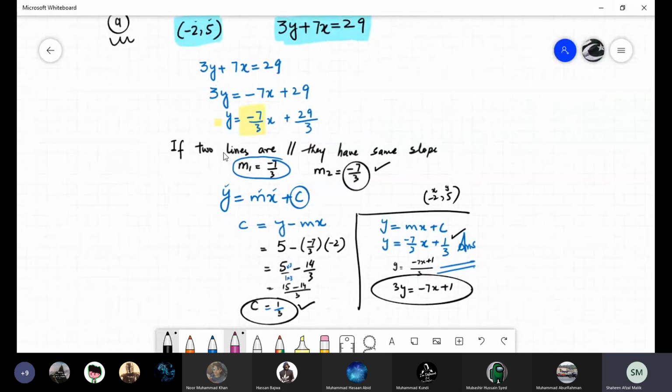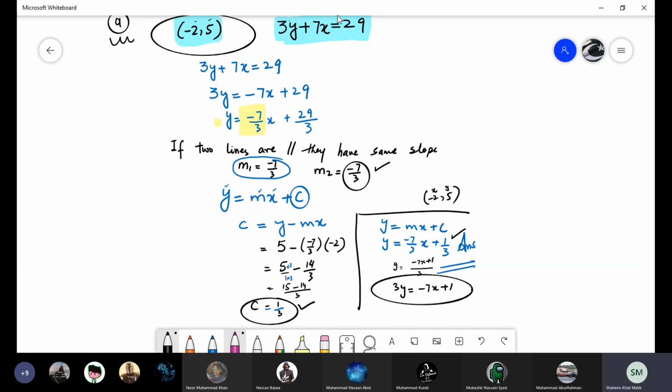Yes. What was the question, beta? You have to find out the equation of the line which is parallel to this line. One line is given to you and the points are given, and these points lie on the line which is parallel to this line. So we have to find the equation of that line whose points are given. We will continue with the line which is given to us.